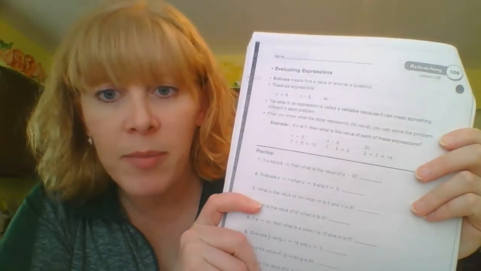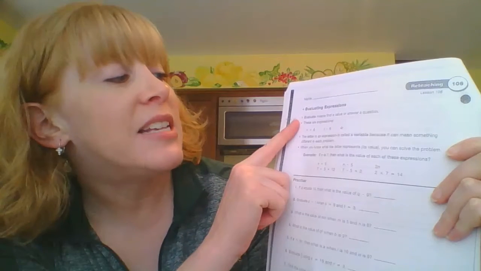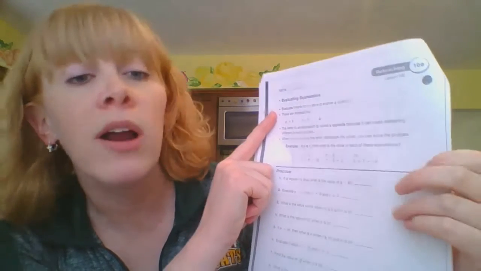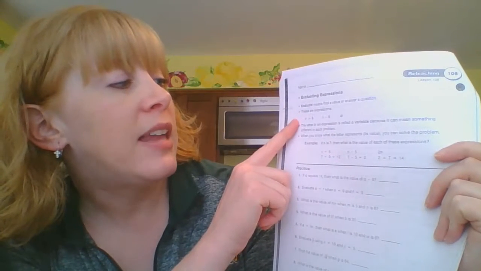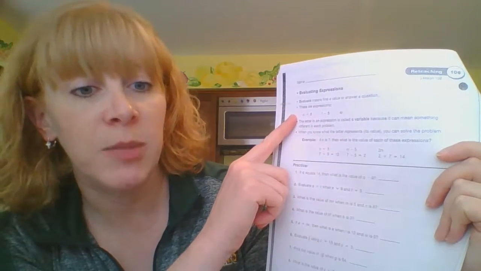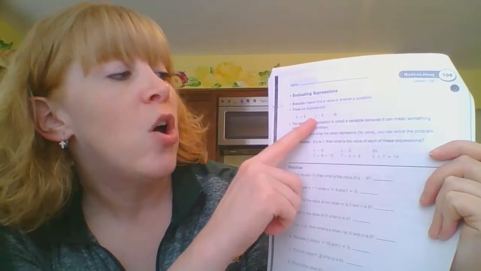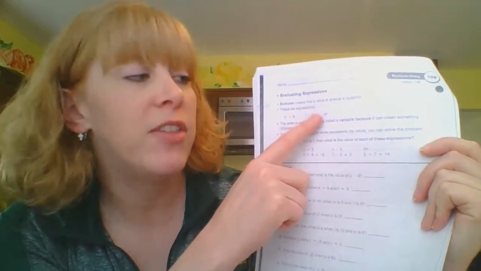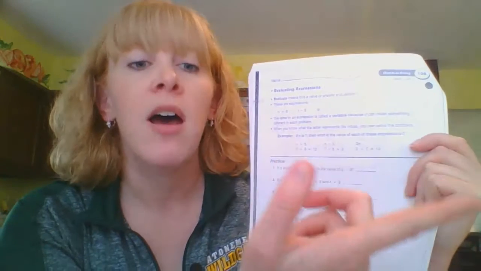So your worksheet for lesson 106 says evaluating expressions. It says evaluate means find a value or answer a question. And they give you some examples of expressions: n plus 8, or t minus 5, or 4r. Remember, if there is a letter written right next to a number with no symbol in between, that means 4 times r.